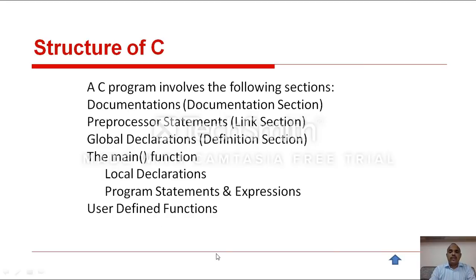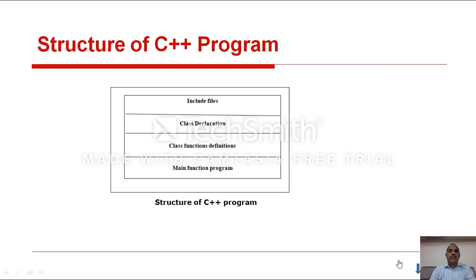Then in C++, this is the structure of the C++ program. Here, hash include files, the include files. Here also the same include files, the preprocessor directives. Hash include iostream.h, hash include math.h, hash include lib.h, hash include process.h, etc. These are all the library files. These are all the include files we can define in this section. Those are called preprocessor directives in C language.